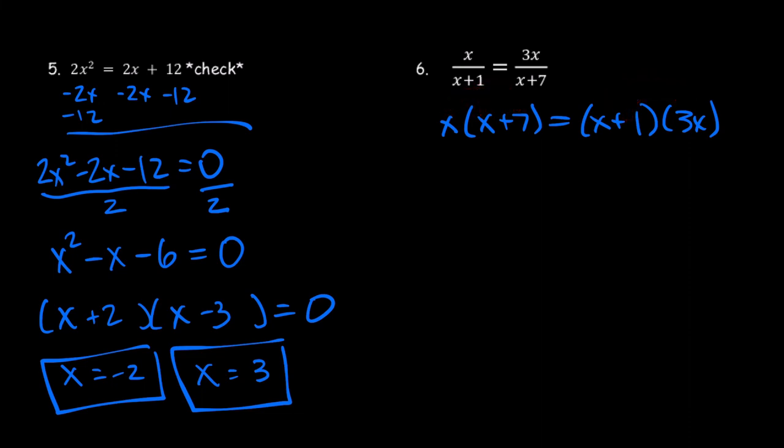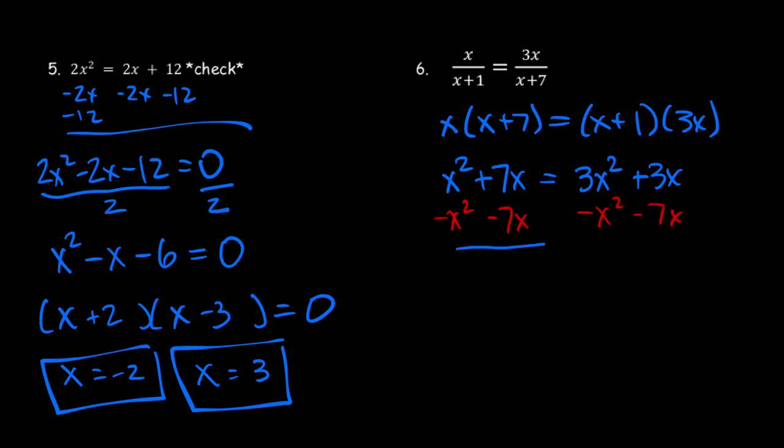So let's see, over here I have x squared plus 7x. And now here I'll distribute a 3x: 3x squared plus 3x. Now, depending on what order you did this, I usually want my greatest exponent to remain positive, so 3x is over here. I'll subtract x squared from both sides, and I'll subtract the 7x.